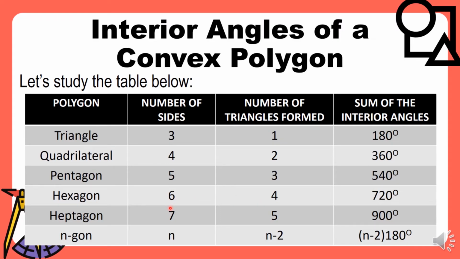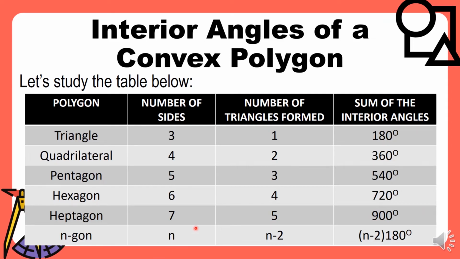Hexagon ay ang polygon na may 6 na sides. At sa pamamagitan ng mga diagonals na iguguhit natin dito, tayo ay makakabuo ng 4 na triangles. 4 times 180 degrees is equal to 720 degrees. Heptagon o ang polygon na may 7 sides. At sa pamamagitan ng mga diagonals nito, tayo ay makakabuo ng 5 triangles sa loob ng heptagon. 5 times 180 degrees is equal to 900 degrees.